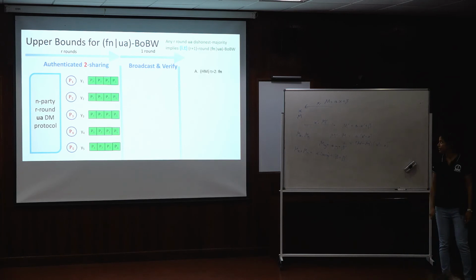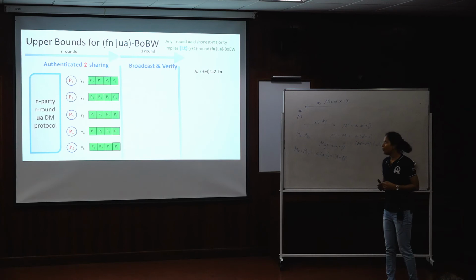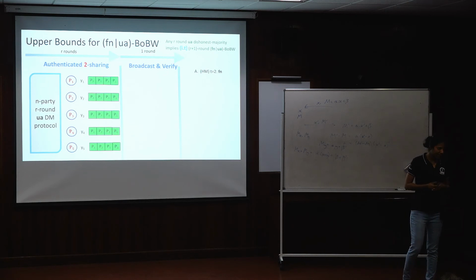Now we have to verify whether it is indeed a best of both worlds protocol. That is, when there is a minority corruption, that is at most 2 parties are corrupt, then we should be able to get fairness.